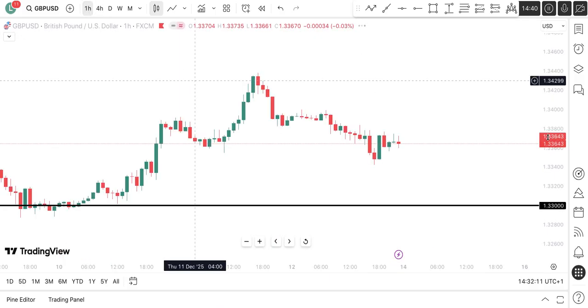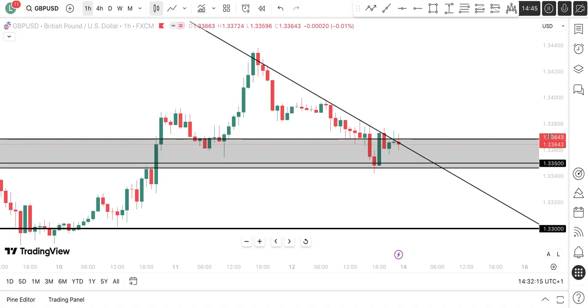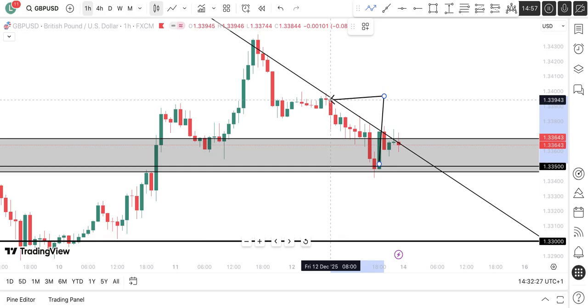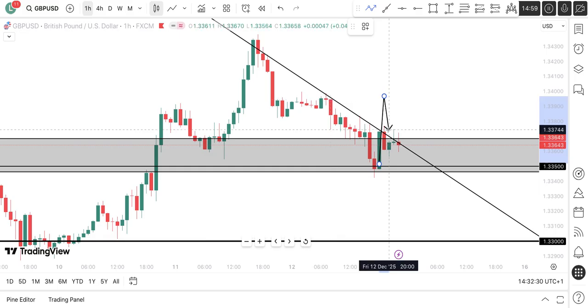Now, for us to execute GBPUSD, right, I need to see a break of counter trend line and a break of structure, meaning we have to break this structure right here, we have to break this last structure right here, right? And then also break the counter trend line. That is how I will be executing my trade.